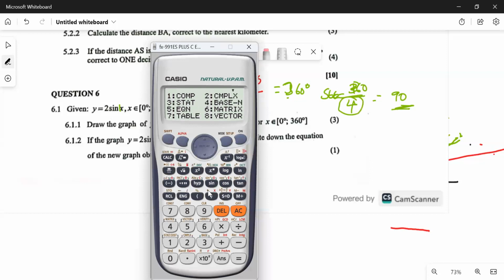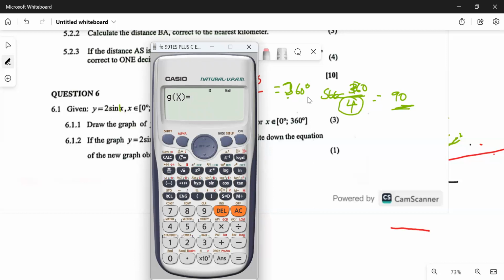On your calculator, you go to mode again. You go to table, and then it asks you to type f of x. What is going to be f of x? It's 2, then you say sine, then alpha, then x. Close the bracket, and then from here you press equals.